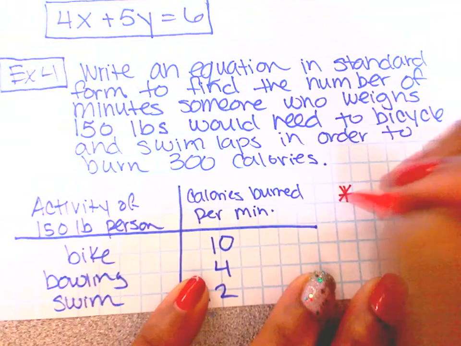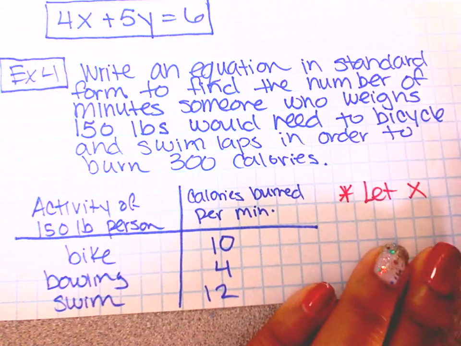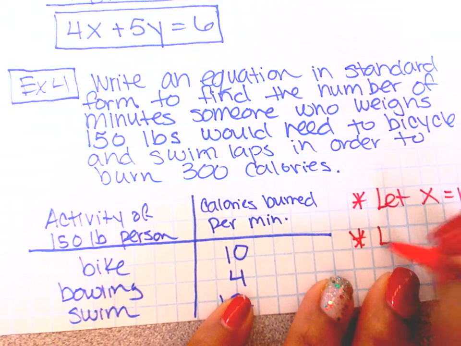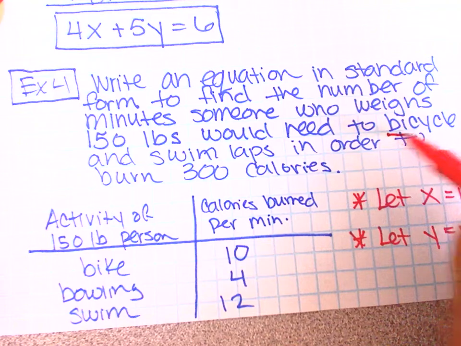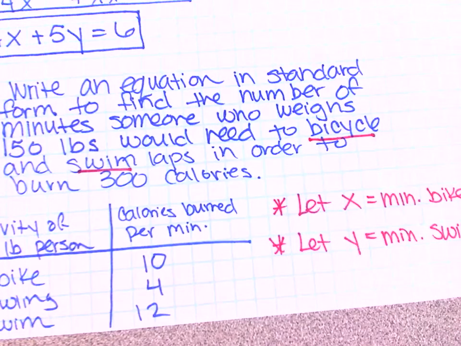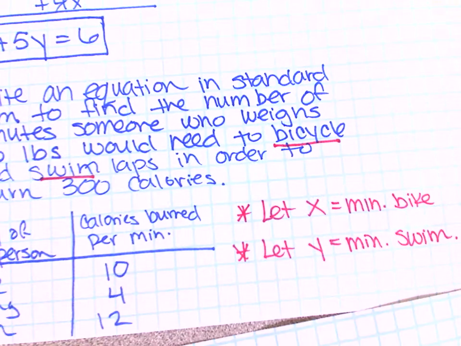So write yourself a note that we're going to determine what our X and Y is. You can pick. I'm going to make X our minutes biking. And I'm going to let Y be our minutes swimming. Why do I pick swimming and biking? Because that's what it says right here. How long if they bike and swim. So we determined our variables. The first thing you always need to do is determine what you're going to make X and what you're going to make Y.